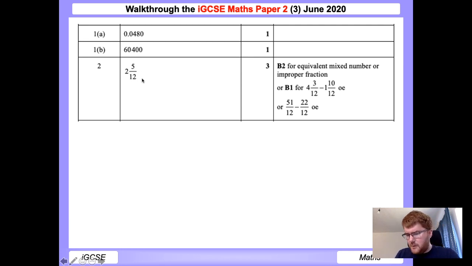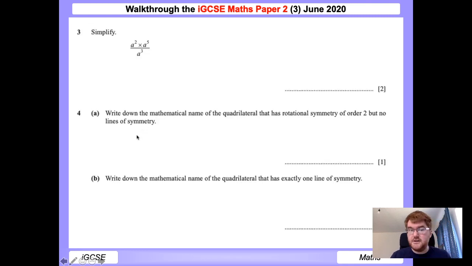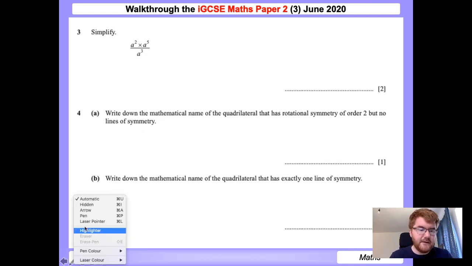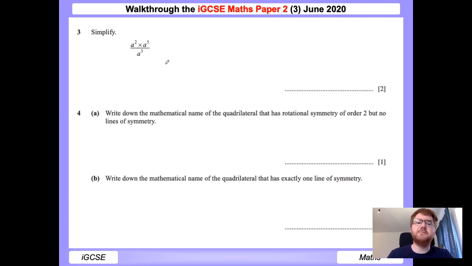If you're aiming for one of the lower grades, like a grade C, then essentially, if you get this entire question correct, you've got a third of what you need for a C, which is pretty good going. Okay, let's continue. So question 3, we are simplifying the algebraic expression.